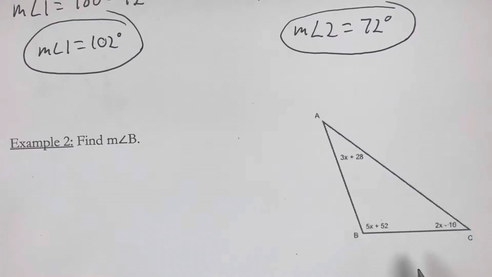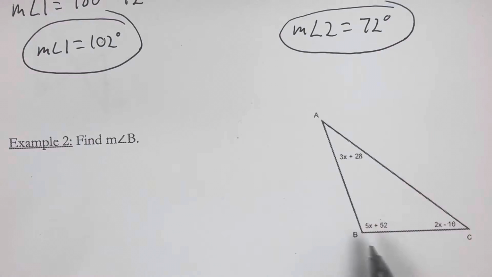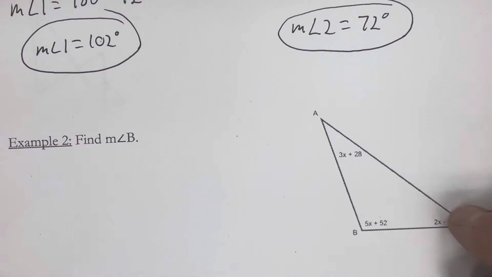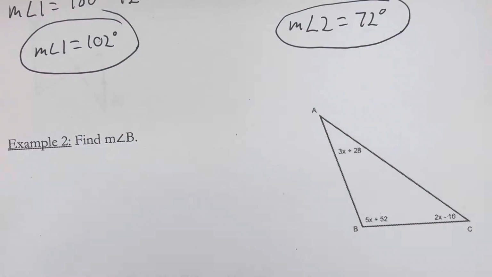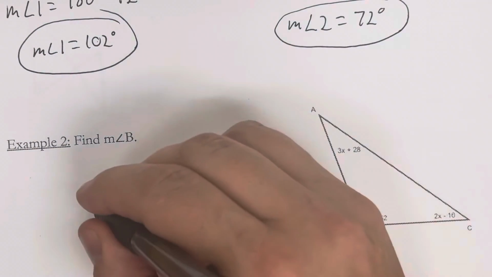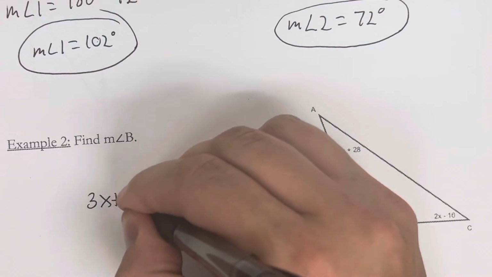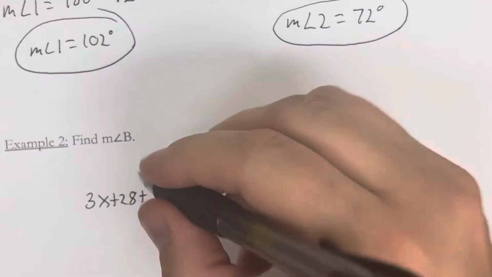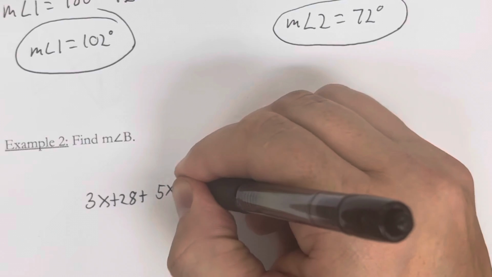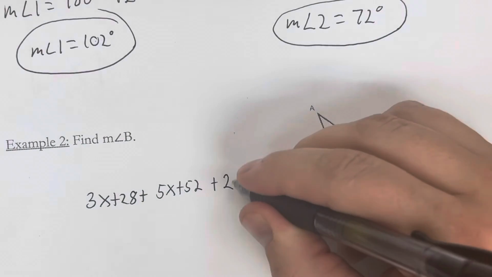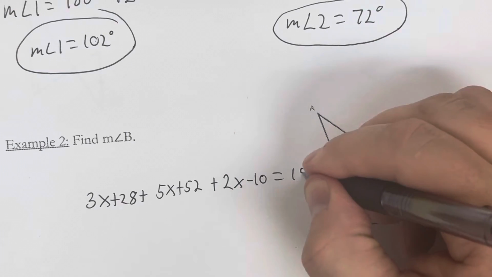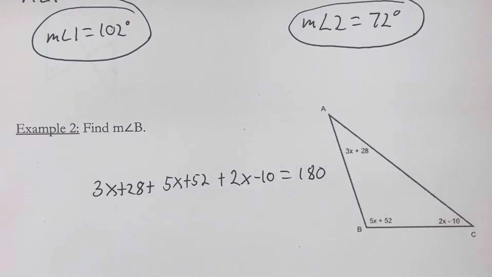Again, this is kind of that one where I was saying that some of these interior ones could be a little bit tougher. So I have an X in every single angle, so I'm going to have to add all these up and set it equal to 180. So first angle, 3x plus 28 plus 5x plus 52 plus the third one, 2x minus 10 equals 180. And now we can solve the equation.